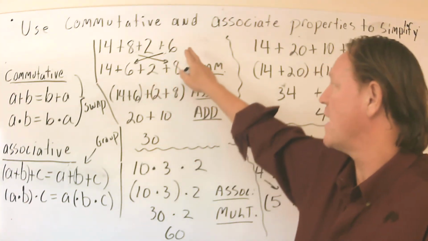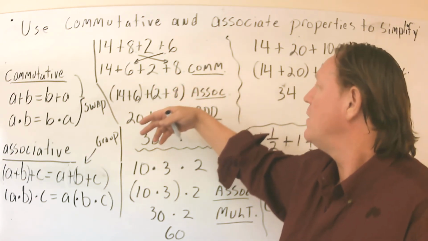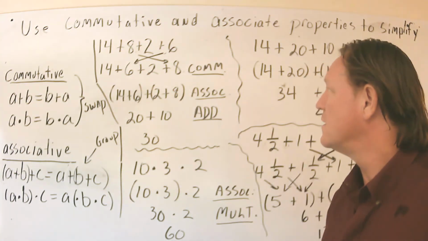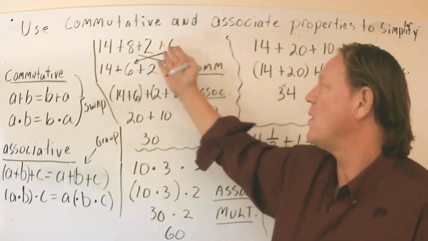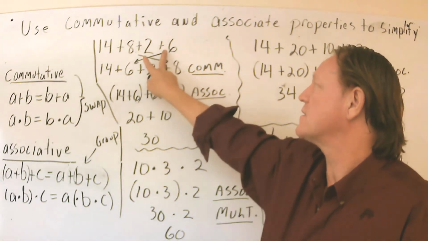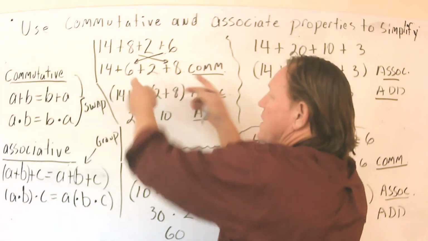Remember, an expression doesn't have an equal sign in it. An equation does. So these are expressions. Well, I have 14 plus 8 plus 2 plus 6 in this expression. I'm going to go ahead and add up all these values and use, why don't I use the commutative property? So that just means I could swap the 8 and the 6. So I can put the 8 down here and the 6 down here.